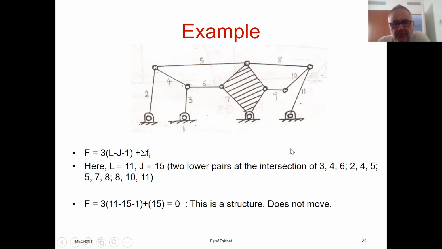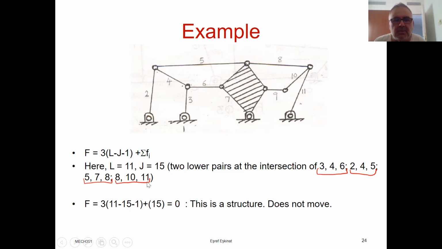Now, 3, 4, 6. Yes, this is a little bit. Just a second. Let me just show it to you. 3, 4, 6 is one joint. 2, 4, 5 is another joint. Five, seven, eight is another one. 8, 10, 11 is another one. Okay.